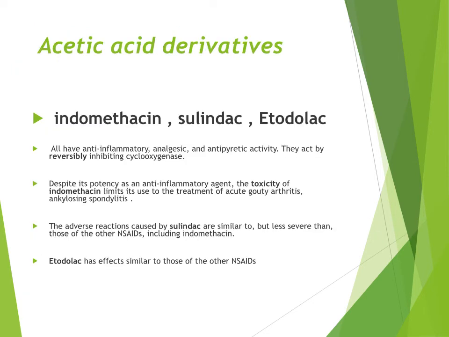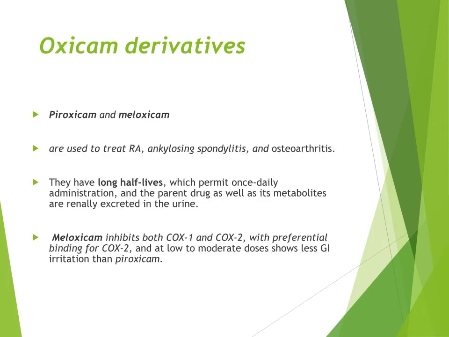The next group are acetic acid derivatives such as indomethacin, sulindac, etodolac. Again, all of these are cyclooxygenase inhibitors, so they will have anti-inflammatory, analgesic, antipyretic activity. They are potent as anti-inflammatory agents, but because of the toxicity of indomethacin, it's not used so much for its anti-inflammatory properties. We have oxicam derivatives, piroxicam and meloxicam. They're mainly used to treat rheumatoid arthritis, ankylosing spondylitis, and osteoarthritis. Because they have a long half-life, they're used only once a day.